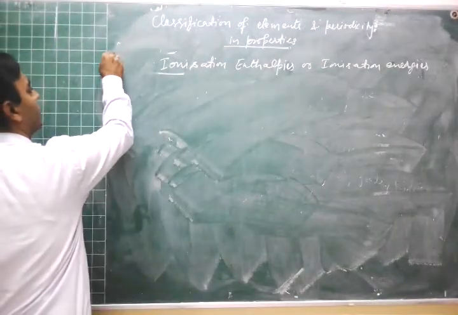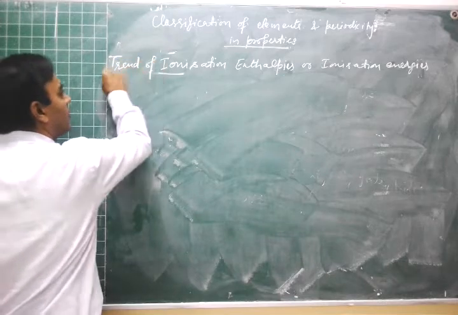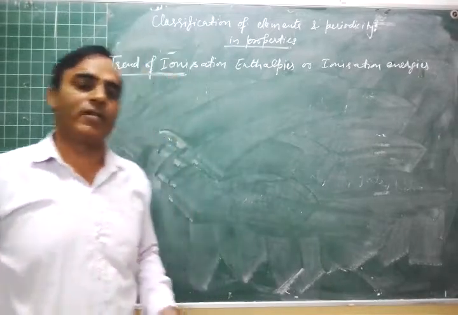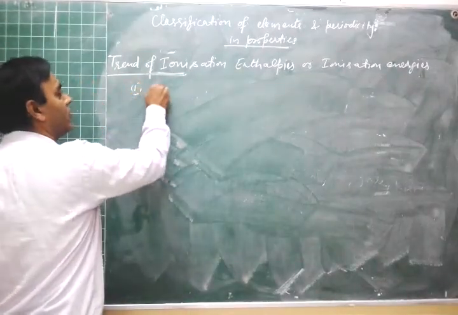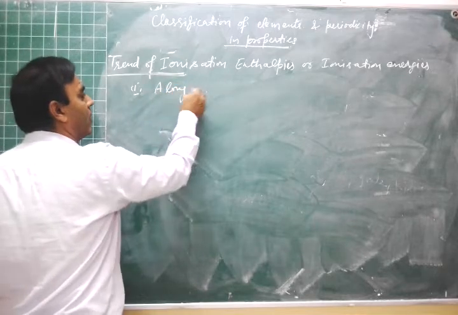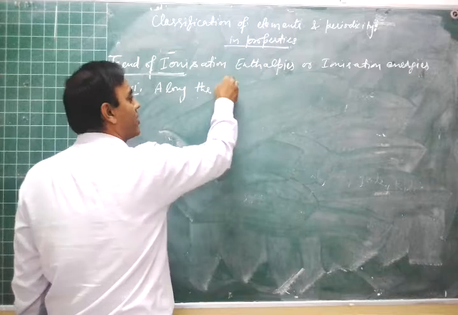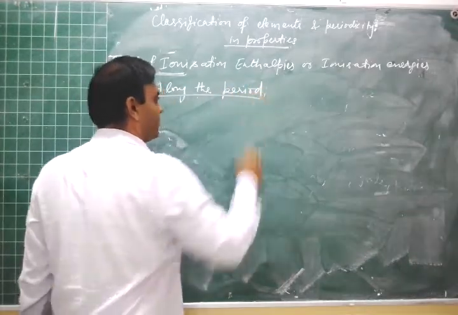Trend of ionization enthalpies or ionization energies in the periodic table. So first we will discuss along the period. Along the period means horizontal row of the periodic table.